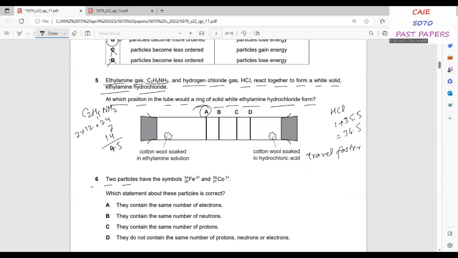Number 6. Two particles have the symbols Fe2+ and Co3+. Which statement about these particles is correct? A. They contain the same number of electrons. So Fe is carrying a +2 charge. It means it has lost 2 electrons. The proton number of Fe is given, which is 26. So subtract 2 from 26, we will get 24. This will be the number of electrons for Fe2+.